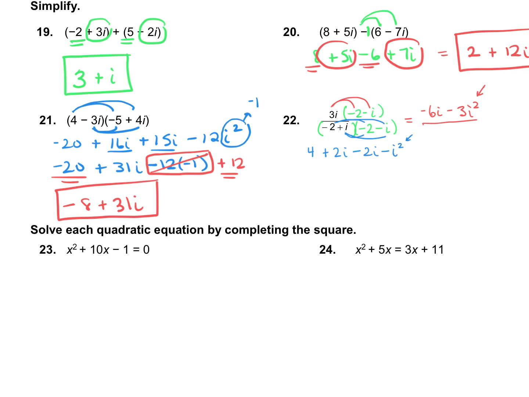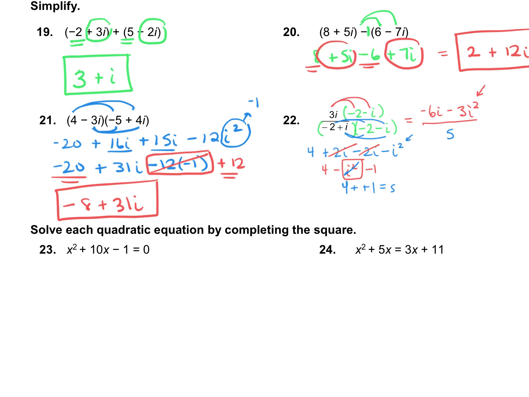Let's go ahead and simplify this denominator. We just said that 2i minus 2i is 0. So we have 4 minus I squared. But we did just say that I squared is a negative 1. So we have 4 minus negative 1, which turns to addition, which is 5. So we have a 5 in our denominator.